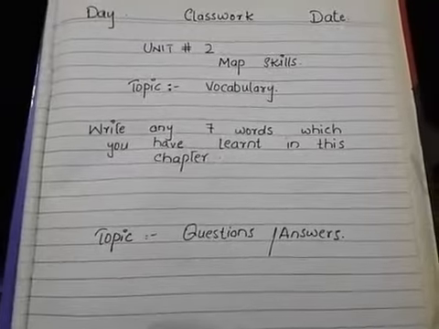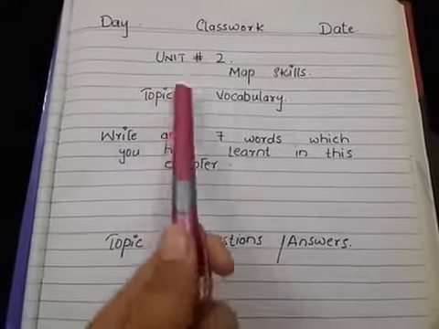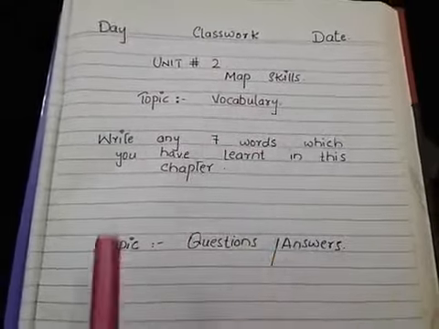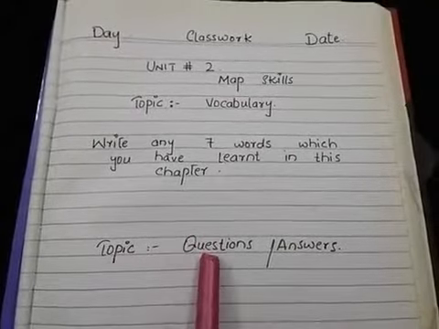Then on the next page you have to write down unit 2 again, map skills, and the topic you have to write is questions answers. So I am going to dictate you the answers of all these questions. They are on page number 25 of your textbooks. I will be dictating you the answers or I will mark them in your books. So pay close attention to the answers which I am going to mark for you.